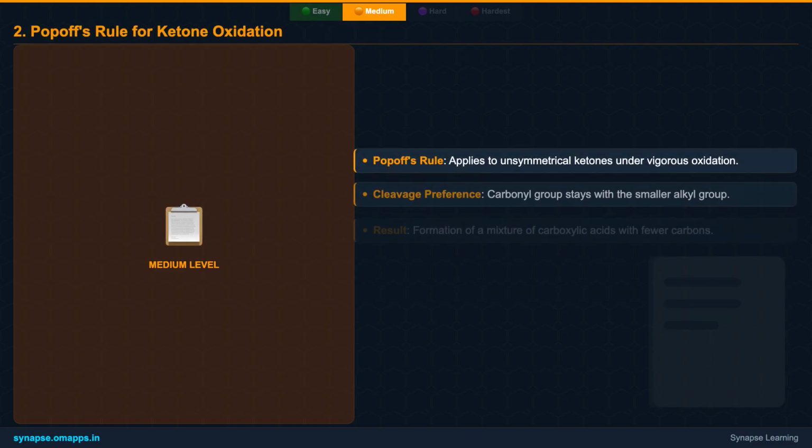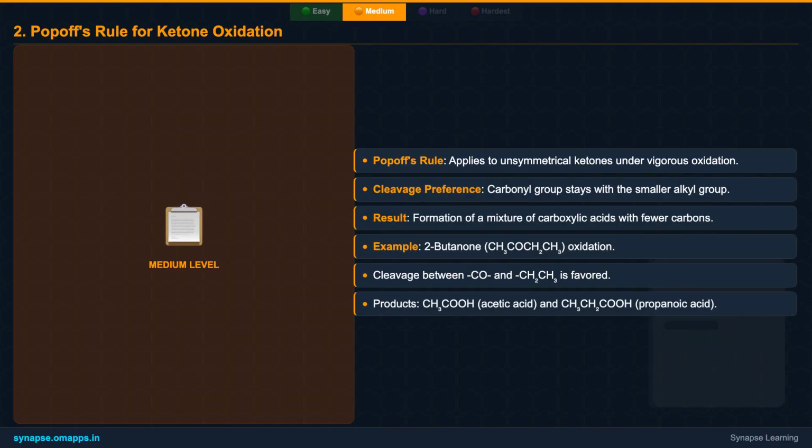The key to understanding ketone oxidation under vigorous conditions lies in Popoff's rule. This rule helps predict which carbon-carbon bond will cleave in unsymmetrical ketones. Essentially, the carbonyl group prefers to stay with the smaller alkyl group, or the one with fewer alpha hydrogens. This leads to the formation of a smaller carboxylic acid alongside other fragmented products. For example, in butanone, the bond between the carbonyl and the ethyl group is more likely to break, yielding propanoic acid and acetic acid. This rule is crucial for predicting products in JEE Advanced problems.